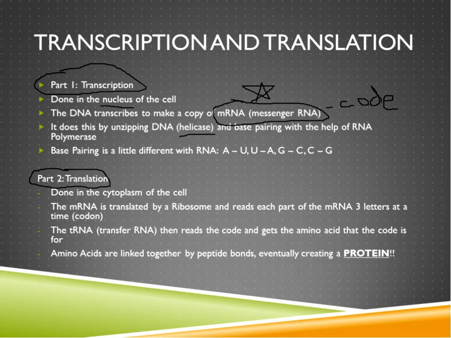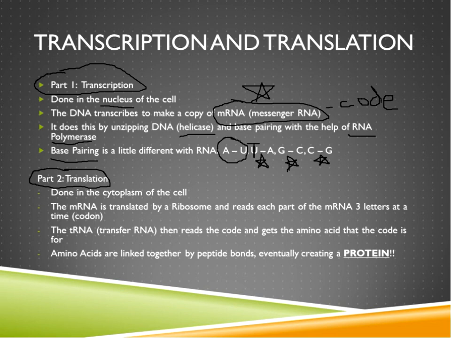Helicase unzips it, but instead of DNA polymerase base pairing everything, RNA polymerase does the base pairing. And it's pretty similar. G goes with C, that's the same. C goes with G, that's the same. Here's the difference, though. Sorry, this should be a T here. T goes with A. That is also the same. Here's your difference. A does not go with T anymore for RNA. A pairs with U, uracil.